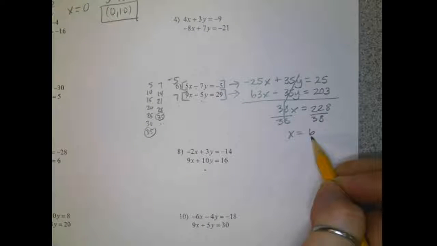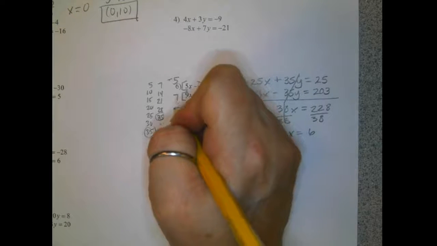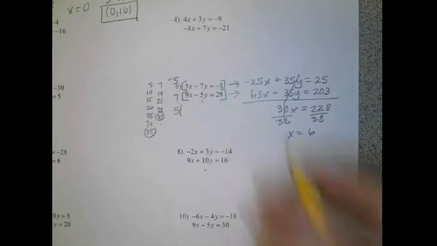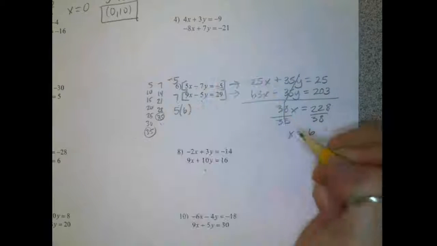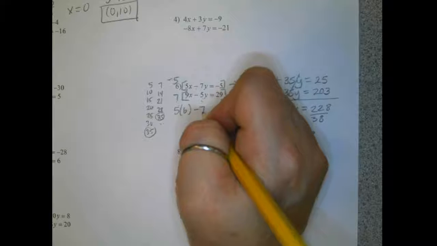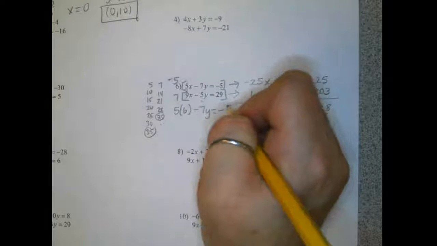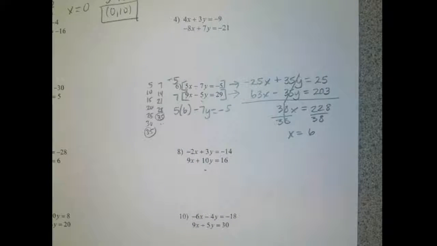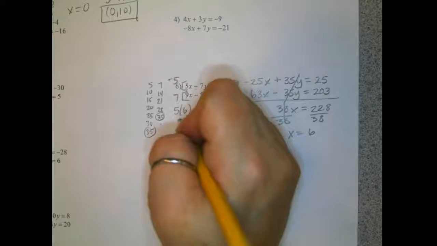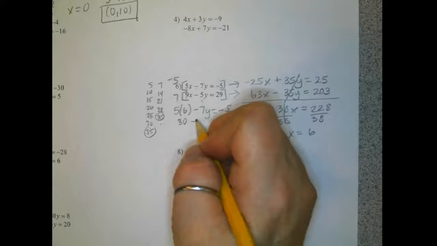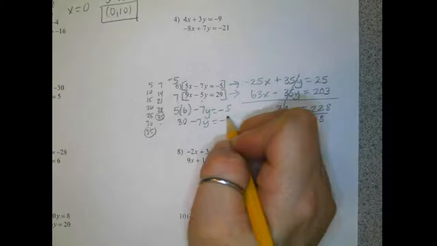So I'm going to say x is now 6. So I'm going to rewrite my equation. 5, I'm substituting 6 for x in parentheses. Minus 7y equals negative 5. What is 6 times 5? 30. Minus 7y equals minus 5, right?